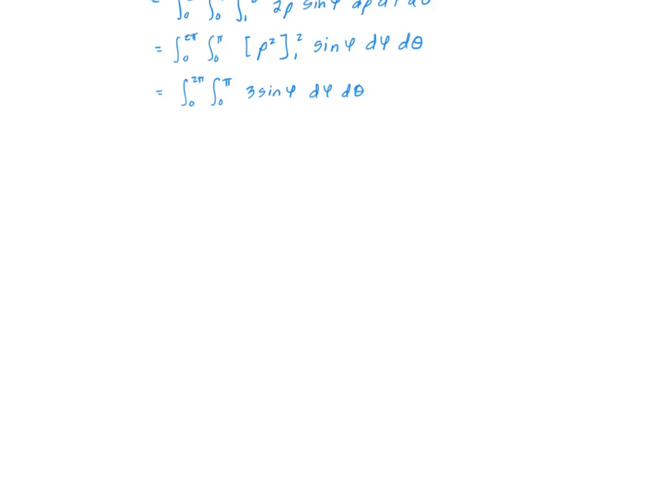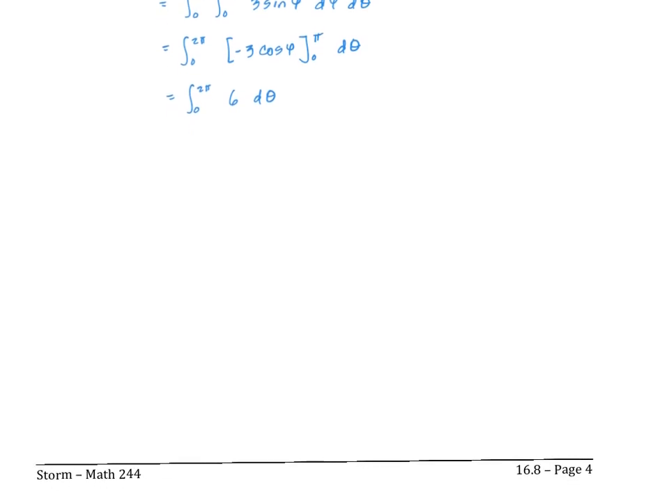Which then becomes negative 3 cosine phi, from 0 to pi, which would be 3 minus a negative 3, so 3 plus 3 is 6. d theta. Looks like it's going to be 12 pi.